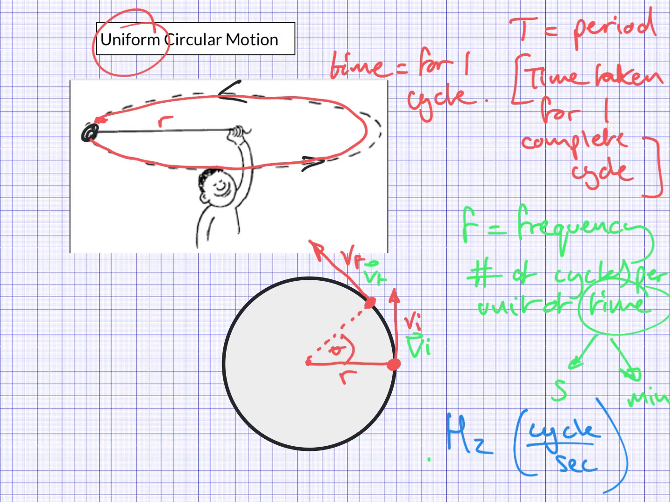And it's important then to reflect on the relationship between period and frequency. Hopefully we can see that we've got this inverse relationship: period is equal to 1 over f, and f is equal to 1 over the period.